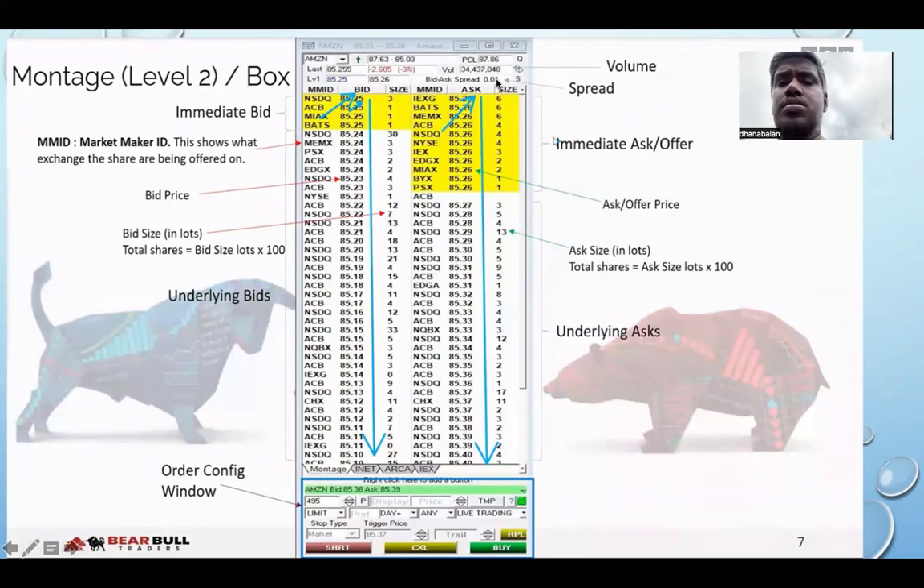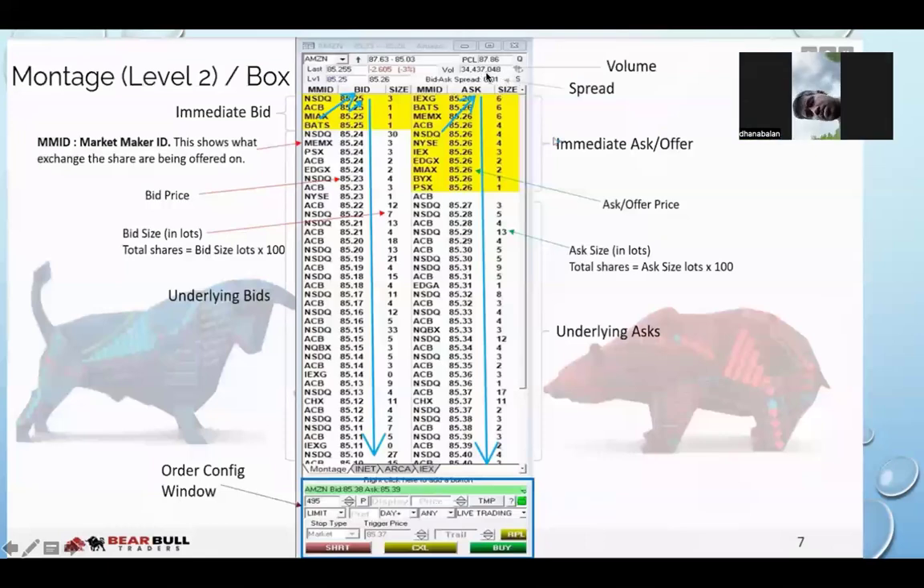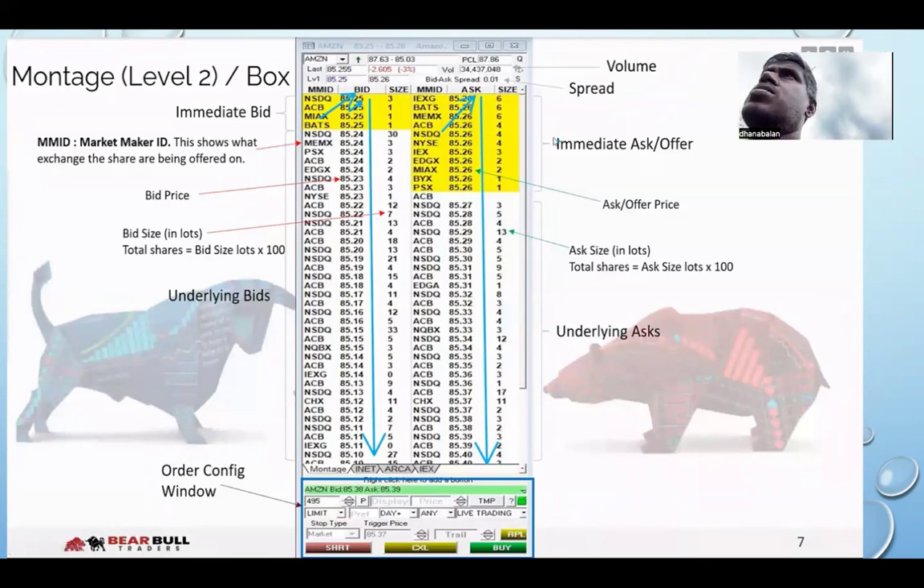This is the bid to ask spread, the difference between buyers and sellers, whatever prices they are quoting. Here we see the volume at a given time, how many shares traded. And this is the order window where we can select the share size and whether we want to go for a limit order, market order, or stop limit, and we can execute either buy or sell. Let's move on to the next.